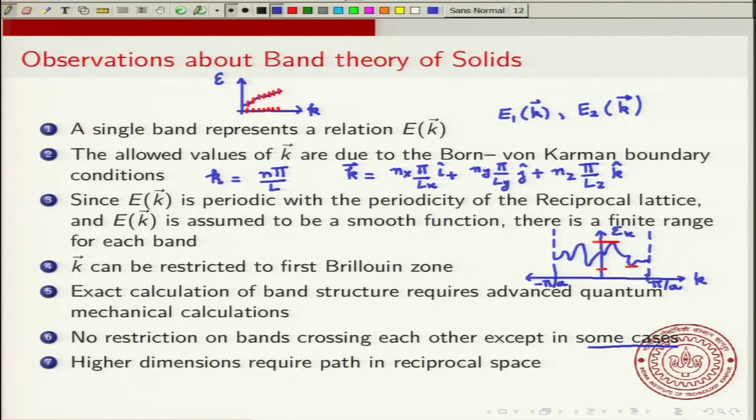And the last point is that in higher dimensions you require a path in reciprocal space. You cannot just show the band in terms of a simple scalar axis for k. For example, you had gamma to X to L to W and so on. So, you have some path in k in reciprocal space that is required to depict the band structure. This is only for depiction of the band structure on paper. You require this path in reciprocal space.